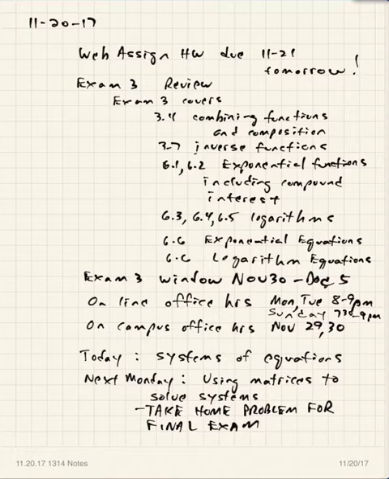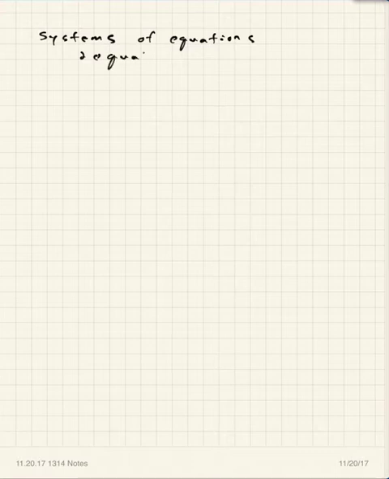So we want to start talking about systems of equations. You should have covered systems somewhere before, but we're going to do a little bit of reviewing, and then we're going to do some stuff that you probably haven't seen before. Systems of equations. Today what we're going to do is look at two equations and two unknowns, or two variables. Next week, when we turn our attention to matrices and using matrices to solve systems, we'll look at three equations and three unknowns.